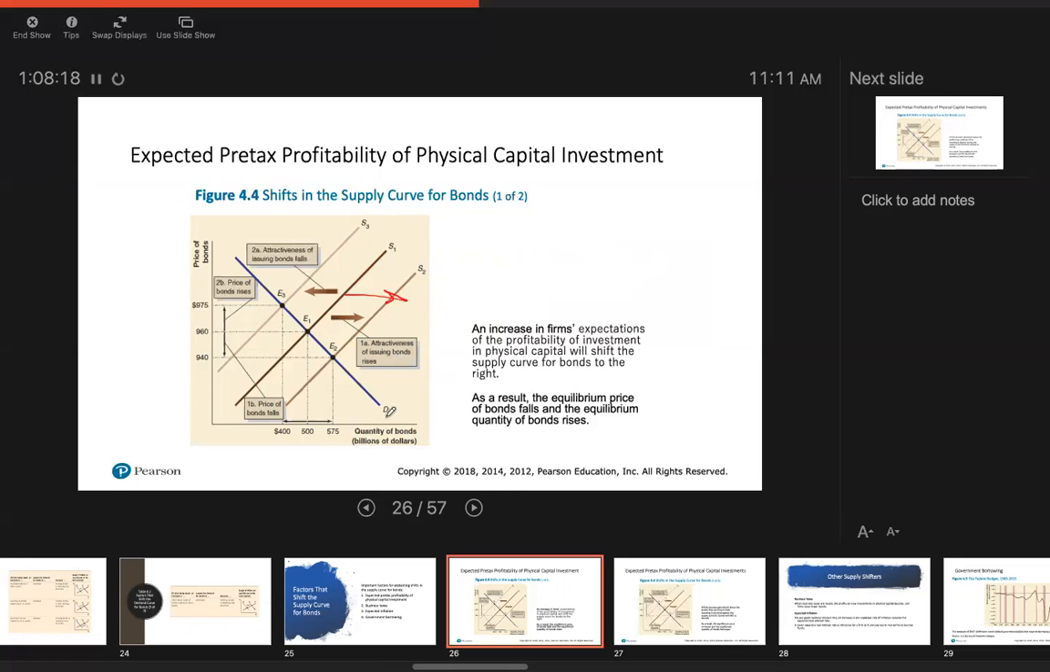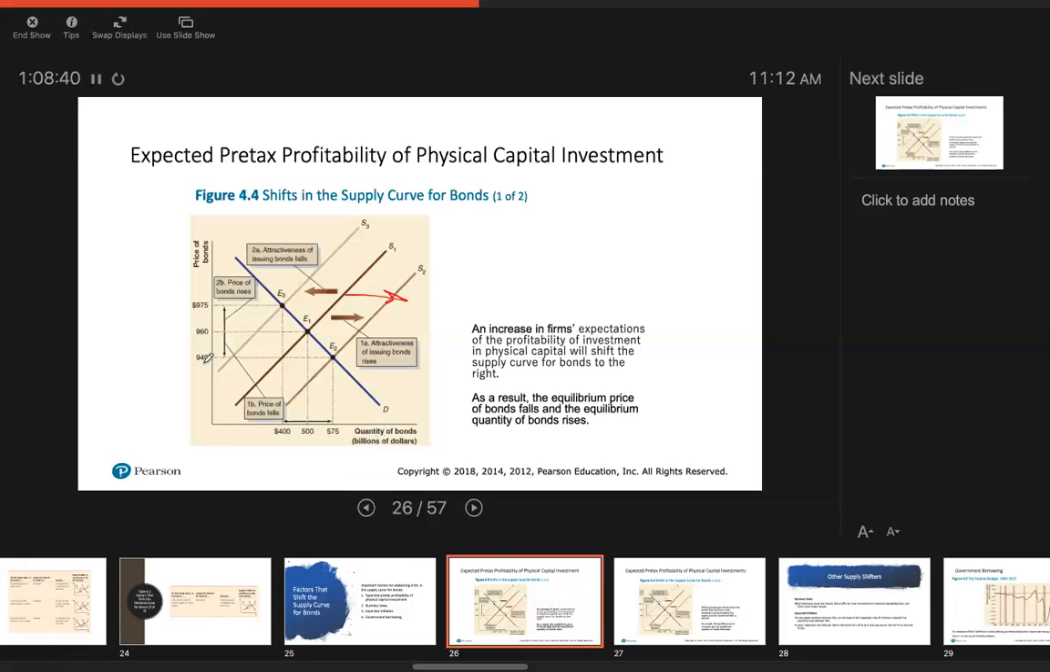There's nothing which is changing the demand for these bonds. So now the equilibrium in this market is going to be at the intersection of the new supply curve and the original demand curve. So at E2, which means that the price of the bond will fall because there's a lot more supply of this bond than there is demand. If the price of the bond falls, the yield on the bond rises.